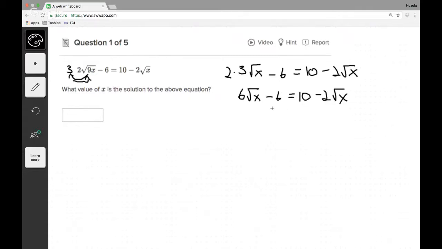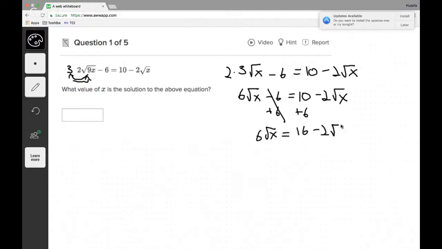We need the numbers on the same side and the square root of x's on the opposite side. Isolate the variable. I'm going to move the 6 to the right side, so I'm going to add 6 to both sides. That's the principle behind variable isolation. Now we have 6 square root x equals 10 plus 6, which is 16, minus 2 root x.